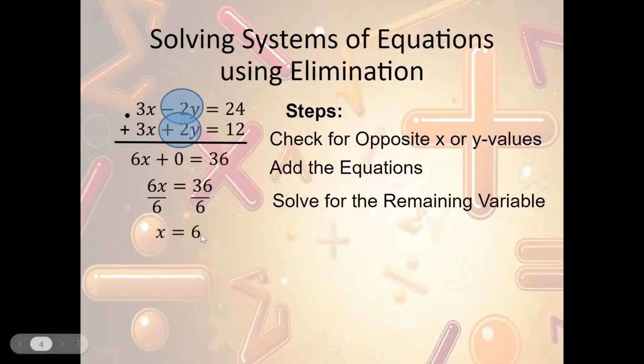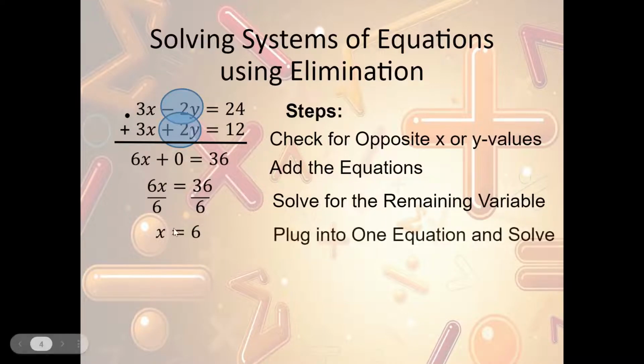So that's x. Now we know the x coordinate of where they cross, but now we need to get the y coordinate. So we're going to plug 6 in for x into one of the two equations. It doesn't matter which equation you pick as long as you plug in x as being 6. We'll go ahead and pick the first one, and we're going to plug 6 in where x is.